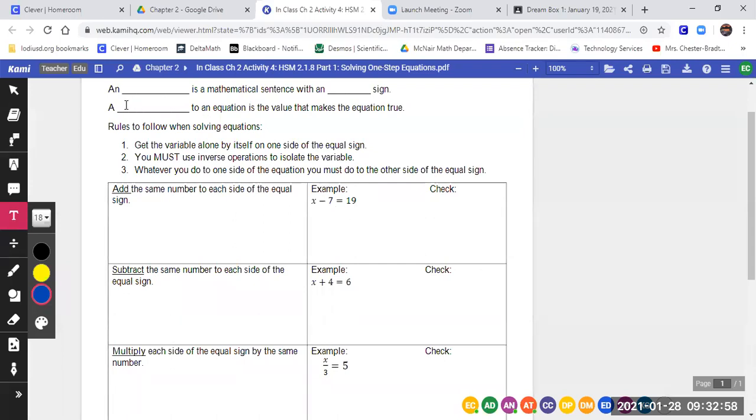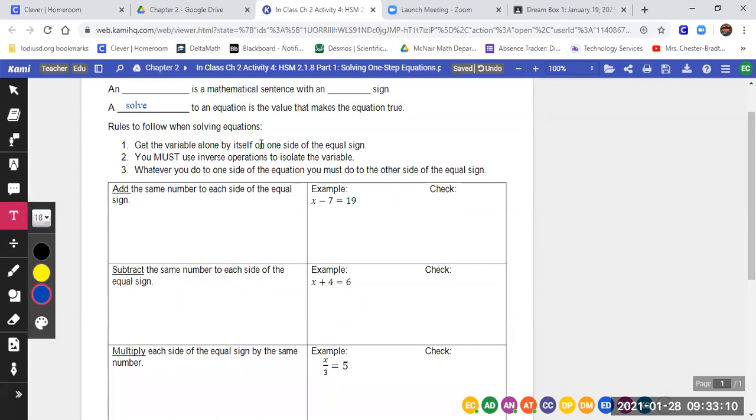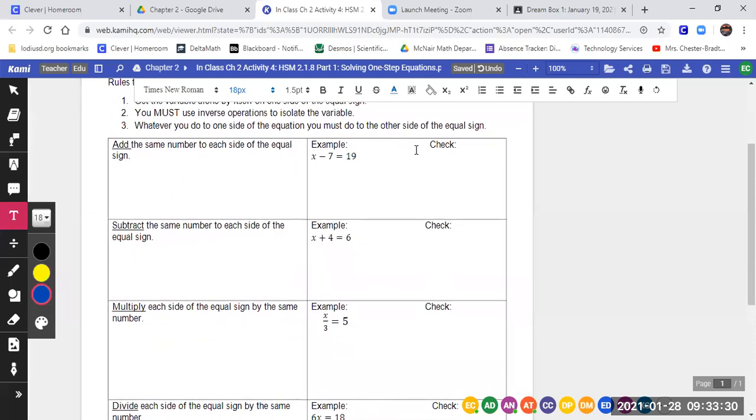I do know that this blank right here is to solve. I don't know what that first sentence says. This is what happens when you get stuff from other people. Let's say it the right way. The solution to the equation is the answer to what the variable is, okay? Still not looking at that one.